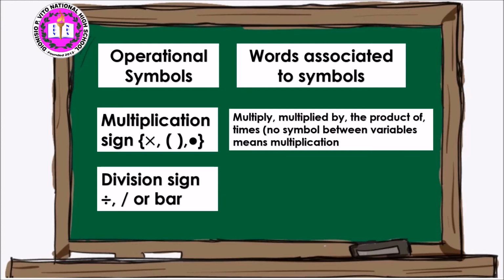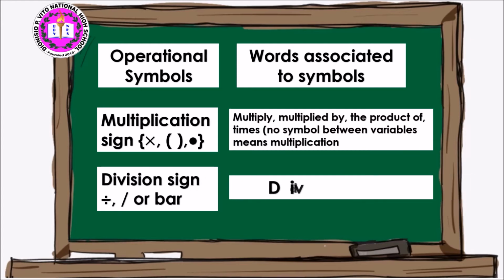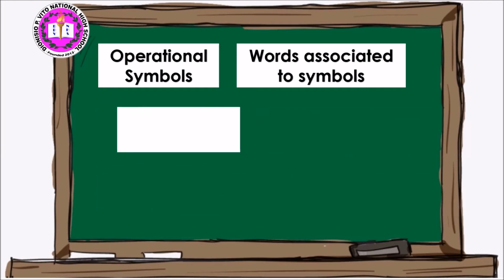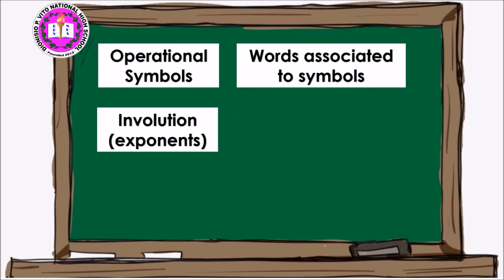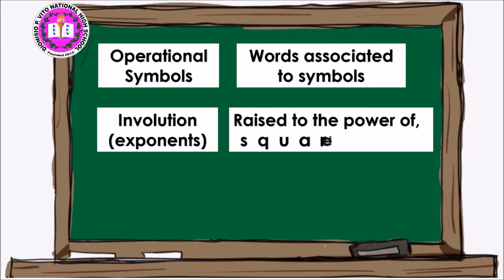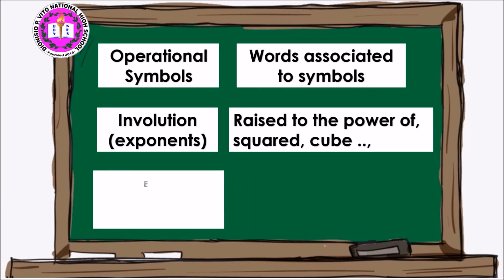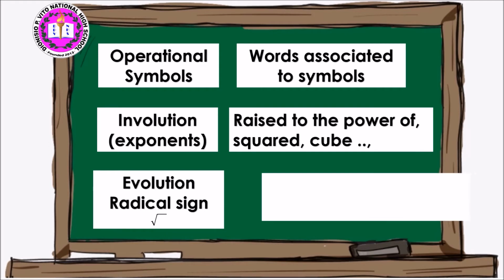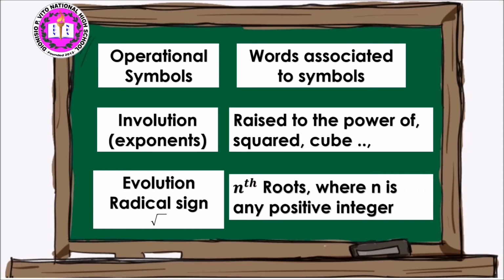Next is division sign or bar. The words associated to this symbol are divide, quotient, and ratio. Next we have involution or exponents. The words associated to this symbol are raised to the power of, squared, cube, and so on. Next is evolution or radical sign. The words associated to this symbol are nth roots, where n is any positive integer.